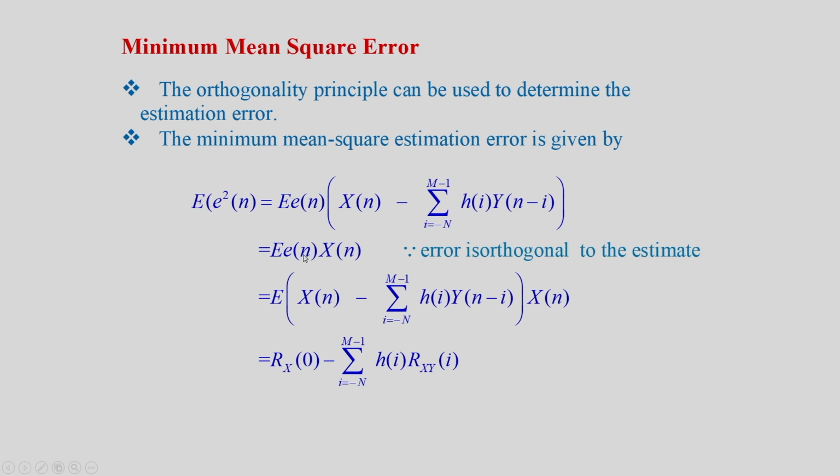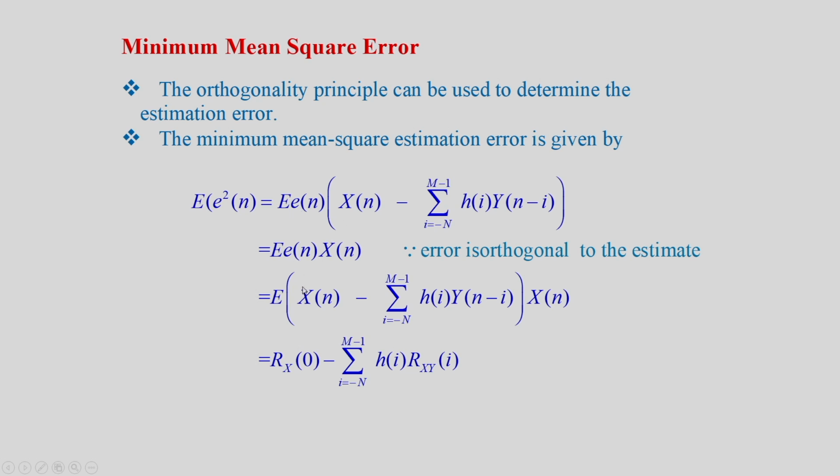Now, this orthogonality principle can be used to obtain the estimation error, because the minimum mean square estimation error is given by E[e^2[n]]. Then we can write E[e[n] e[n]], which can be expressed like this: x[n] minus the summation of h[i] y[n-i], i going from -N to M-1. Now, note that this part is orthogonal to the error. So, the error is orthogonal to the estimate, this estimate. Therefore, this will be simply E[e[n] x[n]].